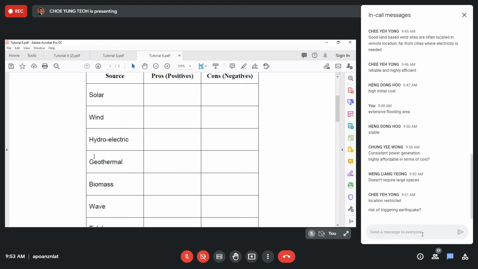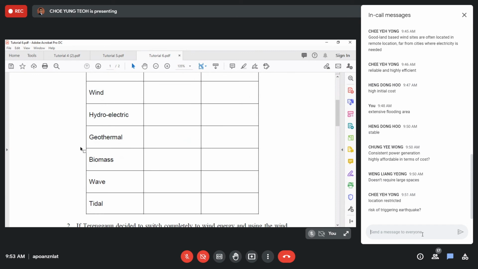Okay. Let's look at the biomass. What's the problem and advantage of biomass?